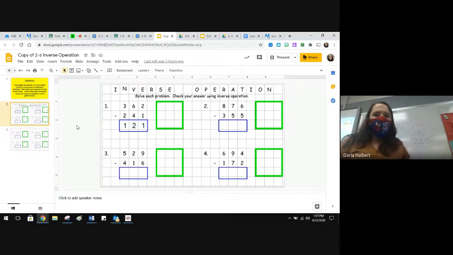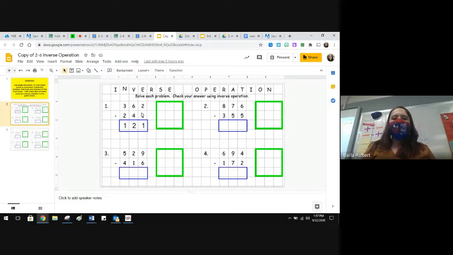Okay. So I did the first subtraction equation. It says 362 minus 241. 2 minus 1 is 1. 6 minus 4 is 2. 3 minus 2 is 1. Now, in the green box, I have to check my answer using the inverse operation. Inverse operation.